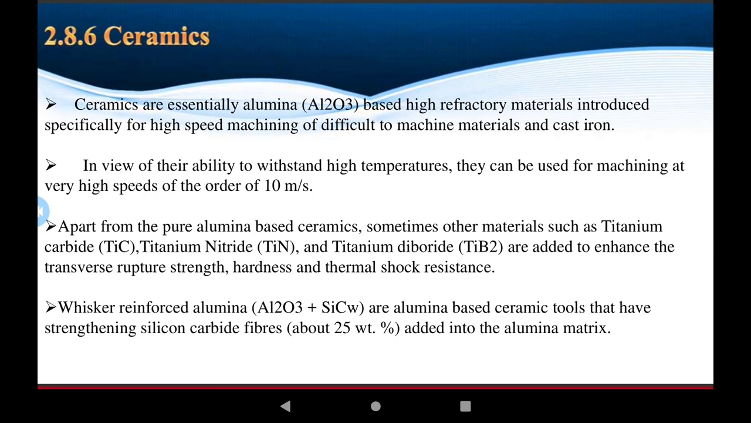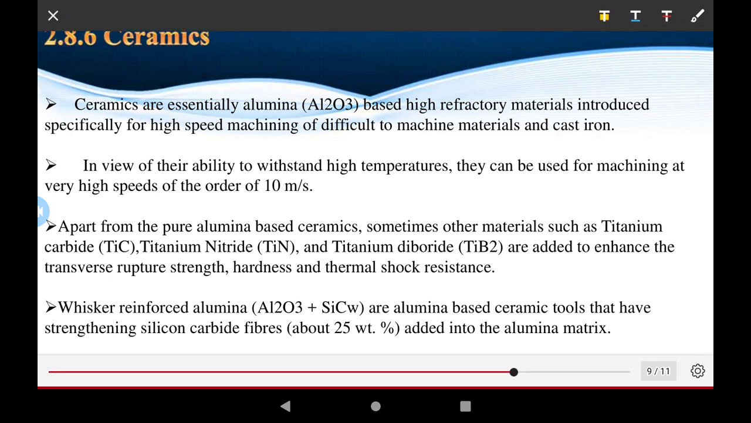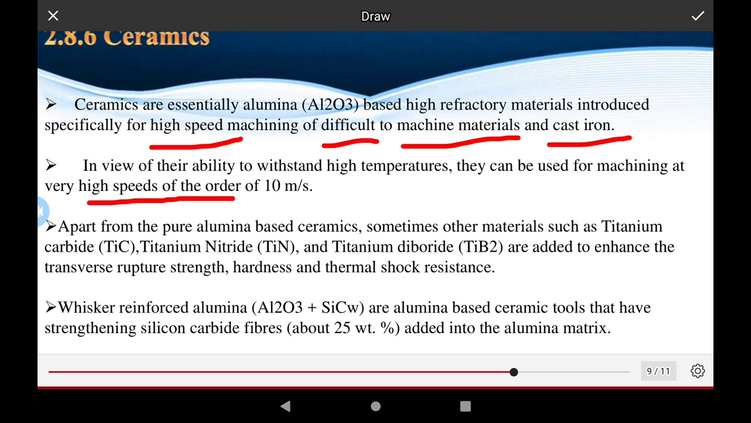Ceramics are also used for cutting tools. Ceramics based on aluminum oxide, Al2O3, are highly refractory materials introduced specifically for higher speed machining of difficult-to-machine materials and cast iron. In view of their ability to withstand high temperature, they can be used for machining at very high speeds, of the order of 10 meters per second.